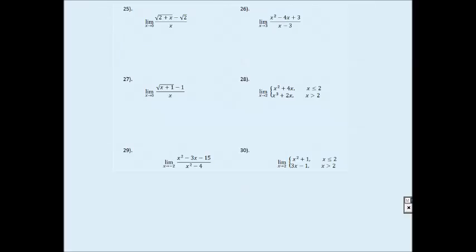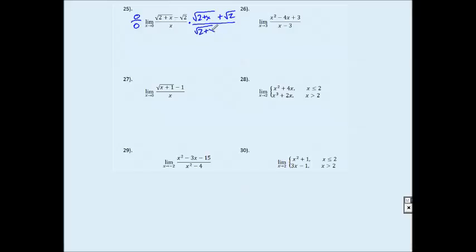Okay, moving on to these ones, number 25. Where I have the square roots, I'm probably going to have to rationalize. But check and make sure. I do have, I would get 0 over 0. So I do need to rationalize. To rationalize, I'm going to multiply by the same numerator, except instead of minus this last part, it's going to be plus that last part.